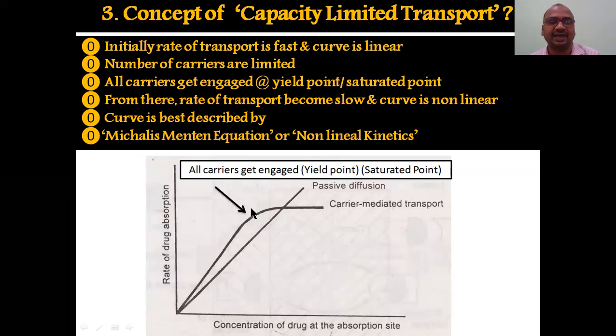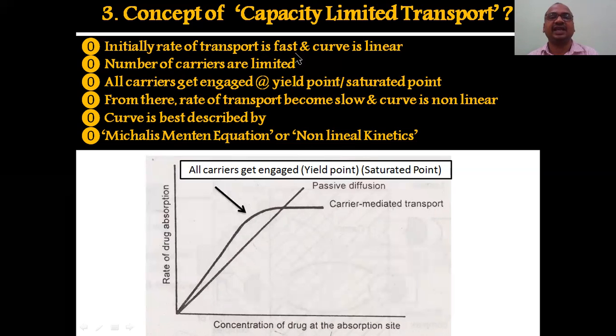See here, like this straight line. That's why this is called linear plus non-linear. That's why it is called non-linear kinetics. It is described always by the Michaelis-Menten equation. This curve is best described by the Michaelis-Menten equation, or non-linear kinetics.